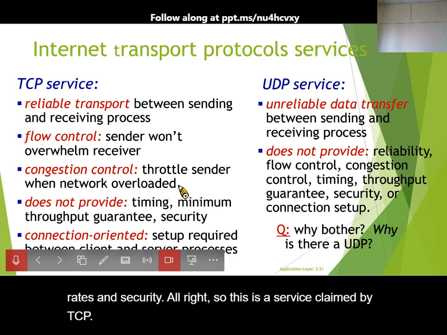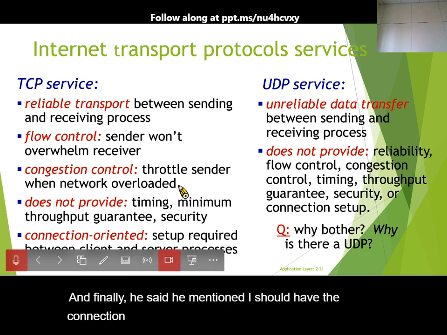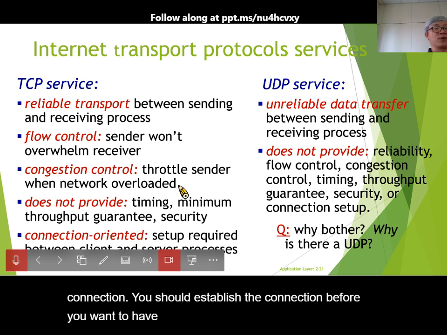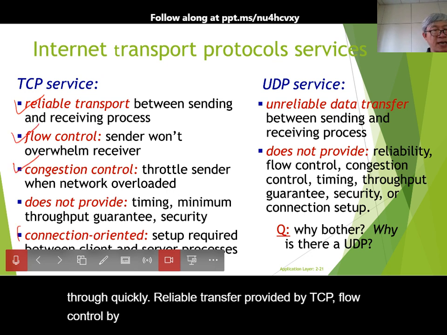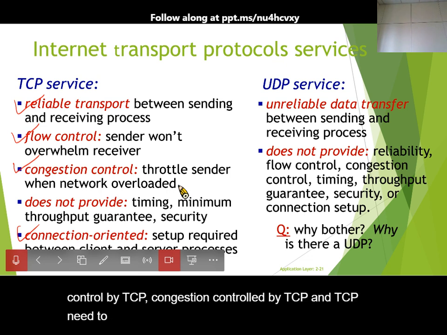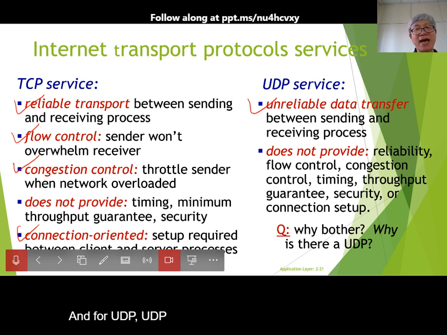And finally, TCP mentioned, I should have the connection. You should establish the connection before you want to have the communication. Well, I go through quickly. Reliable transfer provided by TCP, flow control by TCP, congestion control by TCP, and TCP needs to have the connection-oriented process. And UDP says unreliable, and I don't provide the others as well.